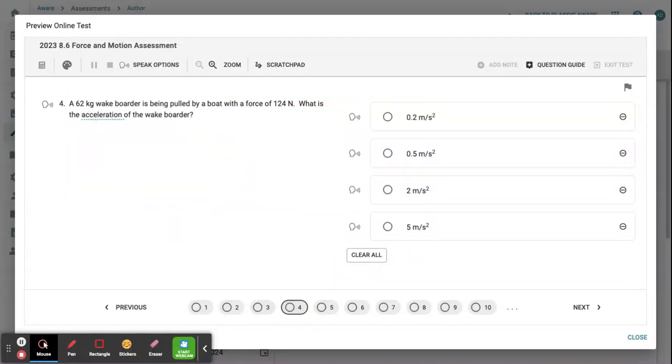And a 62 kilogram wakeboarder is being pulled by a force of 124 newtons. What is the acceleration? Well, if force equals mass times acceleration, then to figure out the acceleration, because you only have the mass, you're just going to divide 124 for the force by the mass, and that should give you 2.